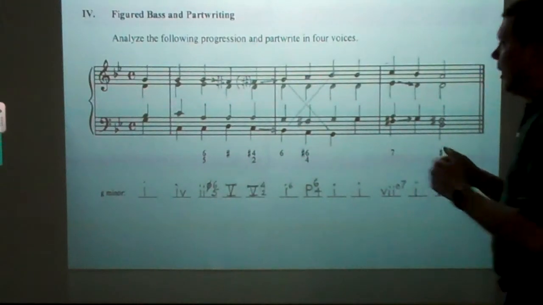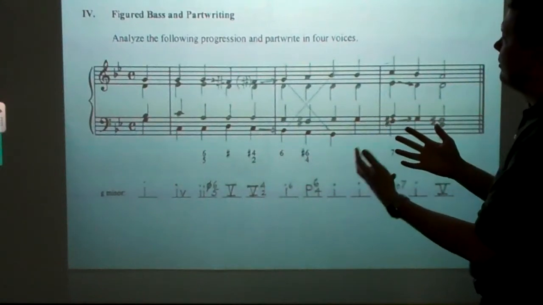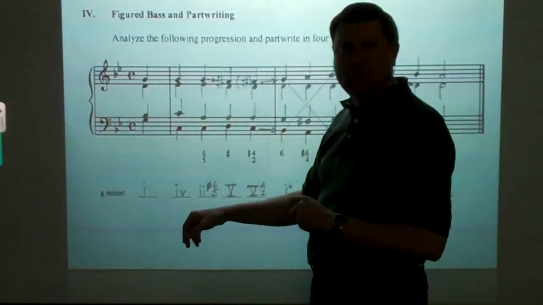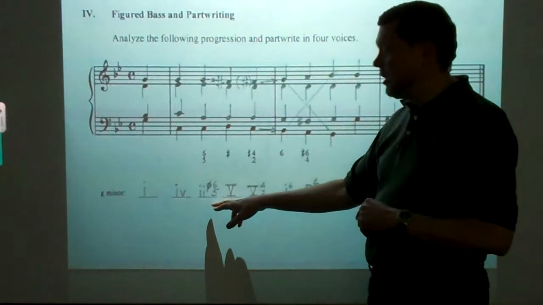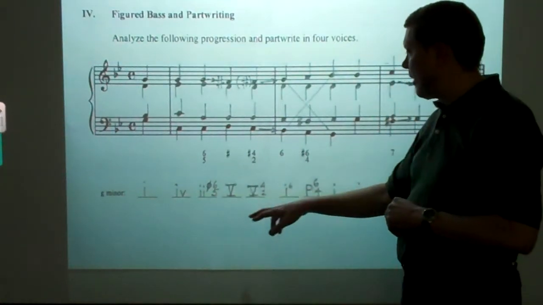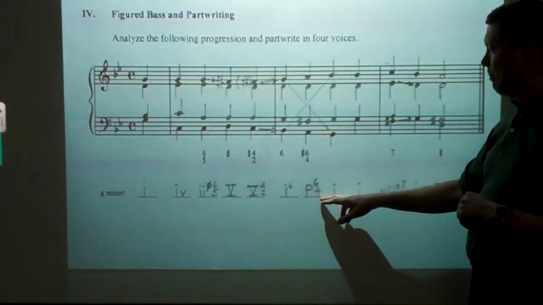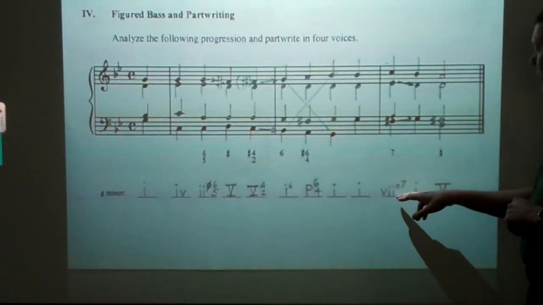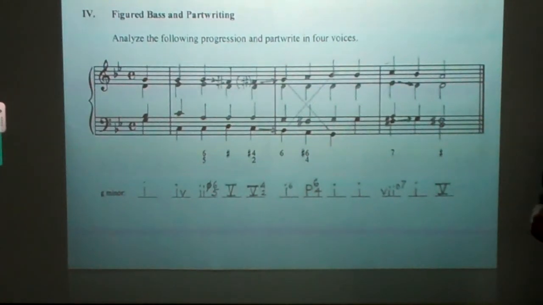At any rate, what you should come up with when you analyze and fill out the figures and realize the chords in here, you should get this chord progression. These are my Roman numerals: 1, minor 4, 2 half diminished 6/5, capital 5 4/2, 1/6, passing 6/4, a couple minor 1 chords, then 7 fully diminished 7, 1, and then 5. So this passage ends with a 5 chord, therefore it ends on a half cadence.